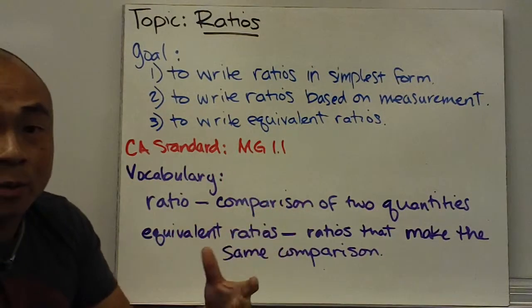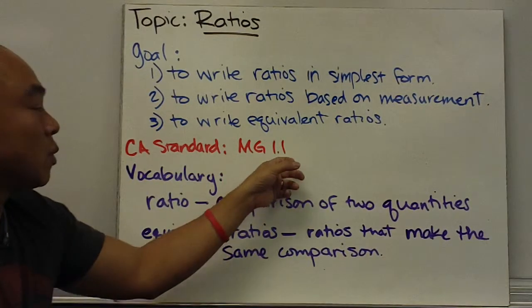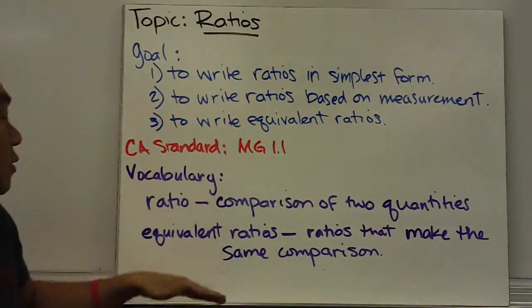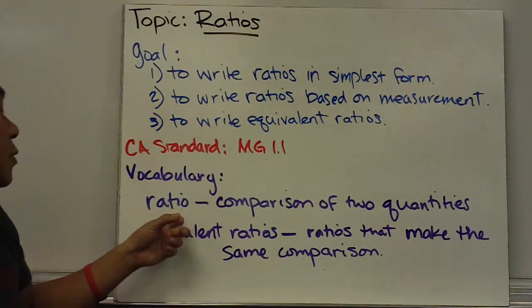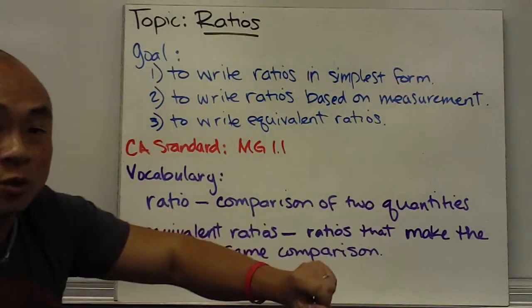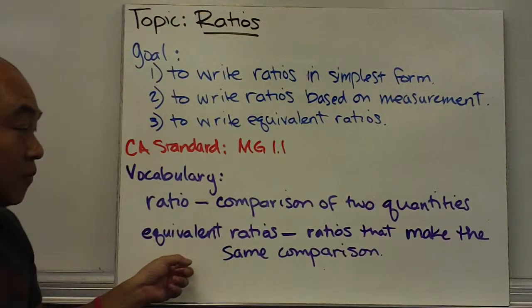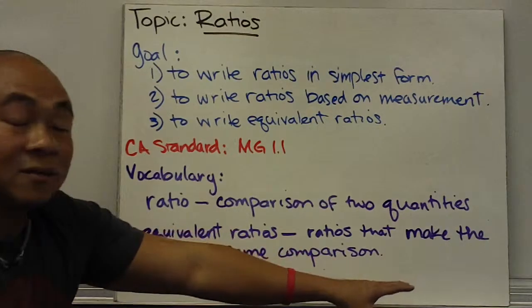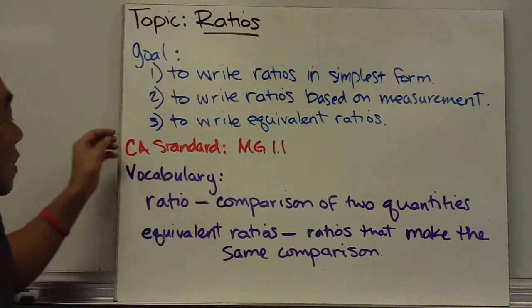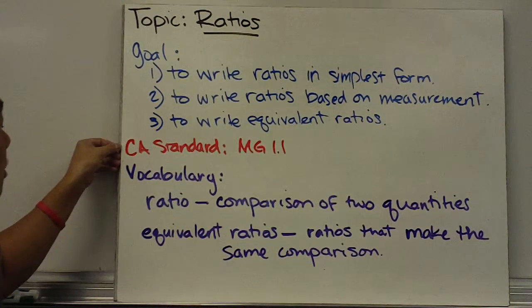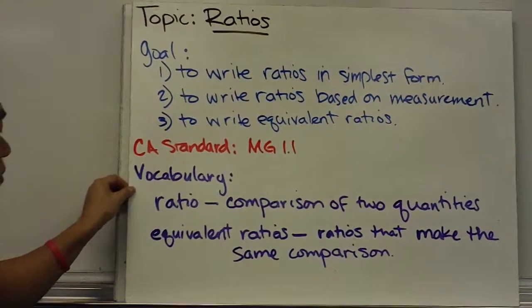The California standard that we're going to cover for today is Measurement and Geometry 1.1, and we have two vocabulary words we need to worry about. First one is the word ratio, and that's a comparison of two quantities, and an equivalent ratio, which is ratios that make the same comparison. So we're going to go ahead and talk more about ratios right now.